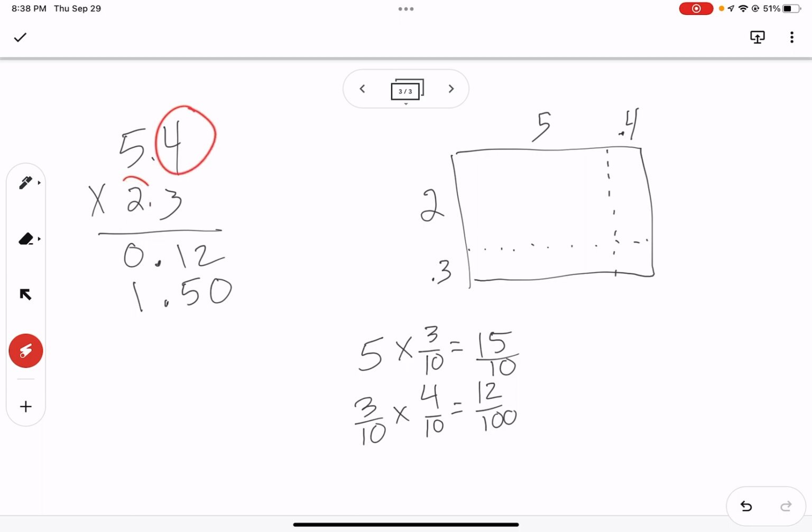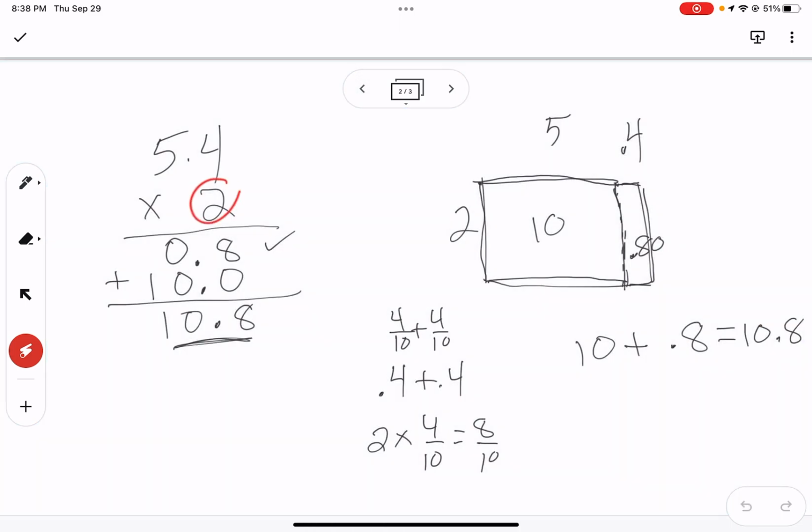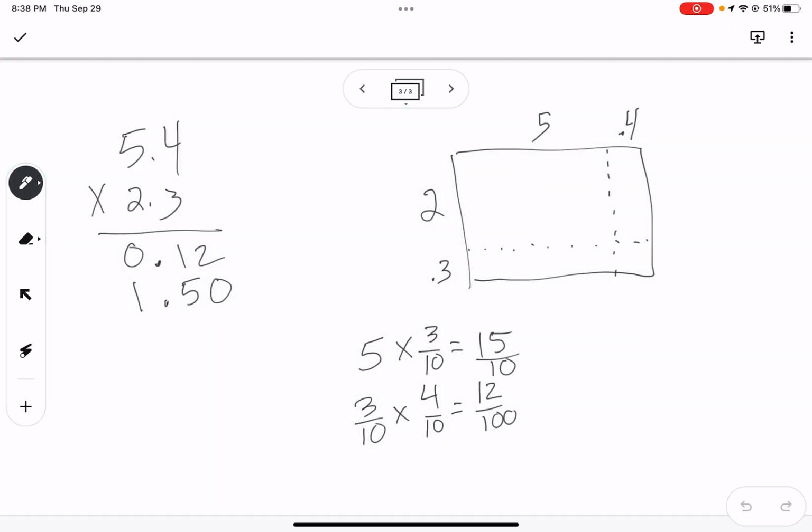2 wholes times 4/10. Well, we saw that over here, guys. We did the 2 wholes times the 4/10, and it was the 8/10, and we did that over here as well. So we don't have to redo that. We already know that it's 8/10. Okay, easy enough, right? Last one, we also did 2 times 5. Okay, so here we go.